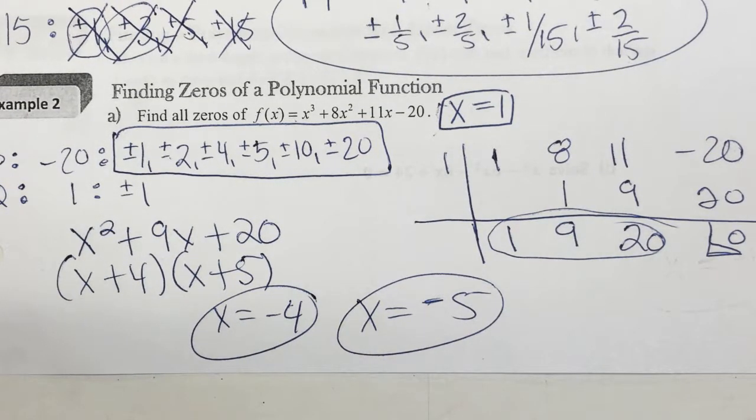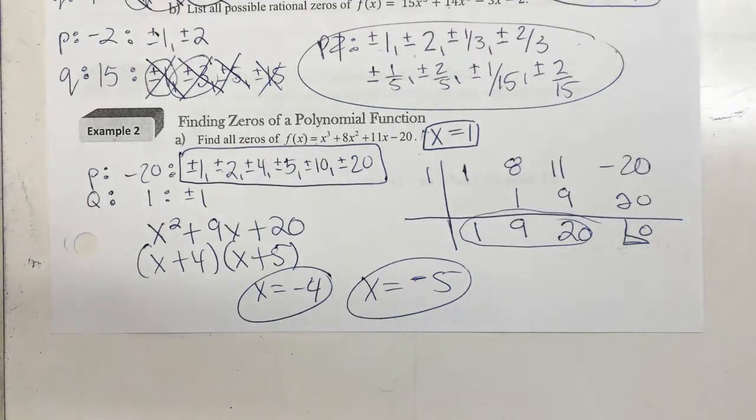I'll tell you that it won't be like 1 that always goes into it. Sometimes you'll have to go down the list. That's just going to be the time-consuming part. It's not hard. Any questions on this one? Finding all the zeros? All right.